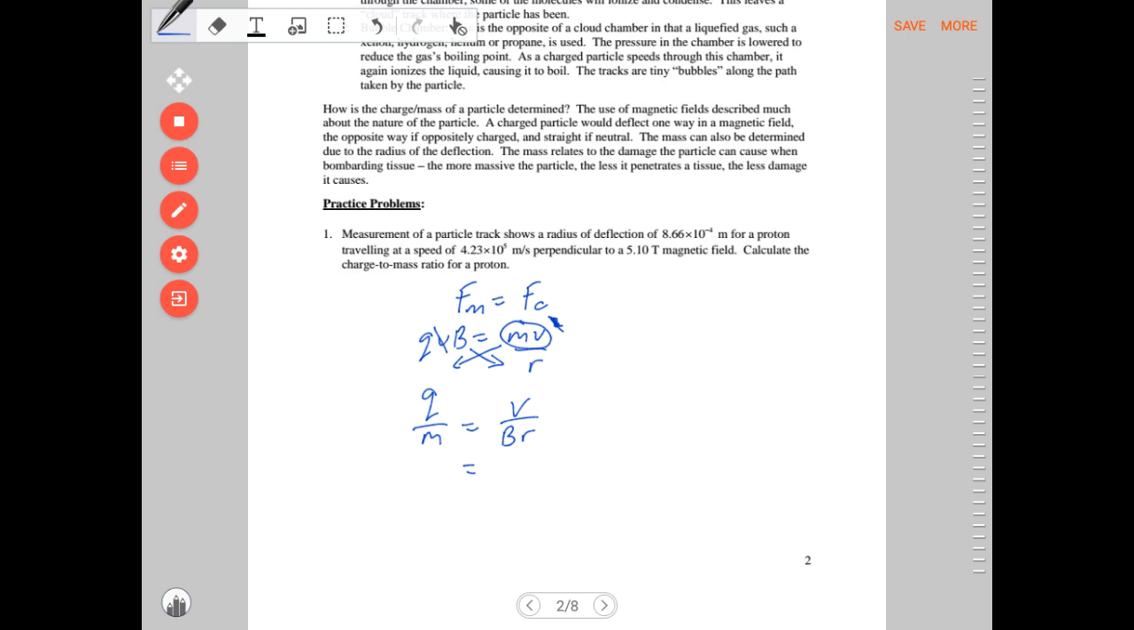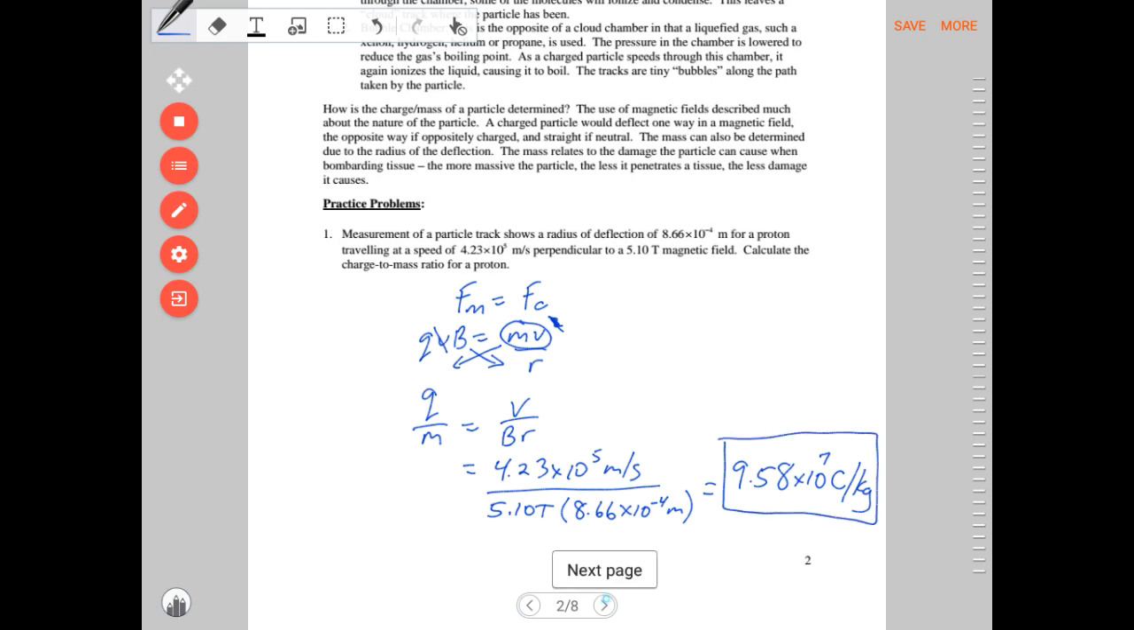So the charge to mass for this thing: the velocity was 4.23 times 10 to the 5 meters per second, the magnetic field was 5.10 Teslas, and the radius of deflection was 8.66 times 10 to the negative 4 meters. So when you type all of that in, we end up with 9.58 times 10 to the 7 coulombs per kilogram. Please feel free to check my math, but that is what we end up getting.